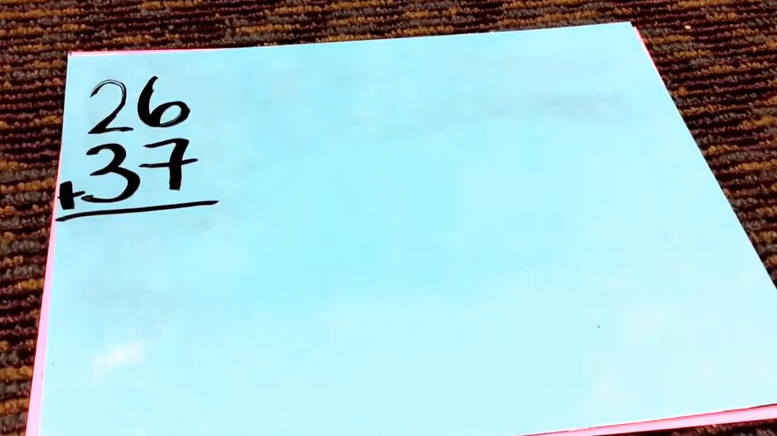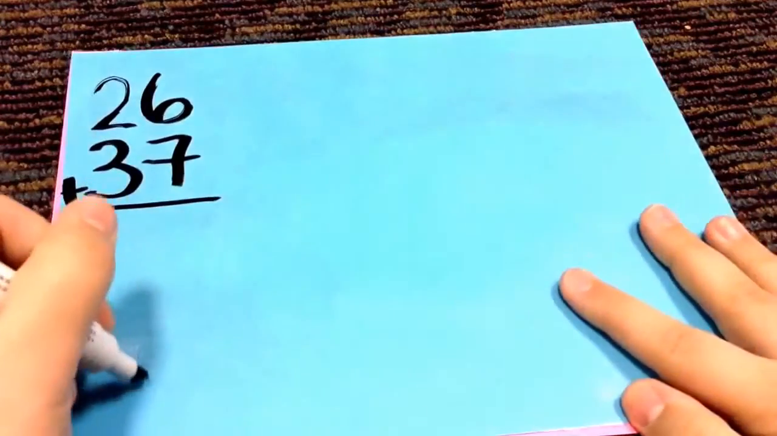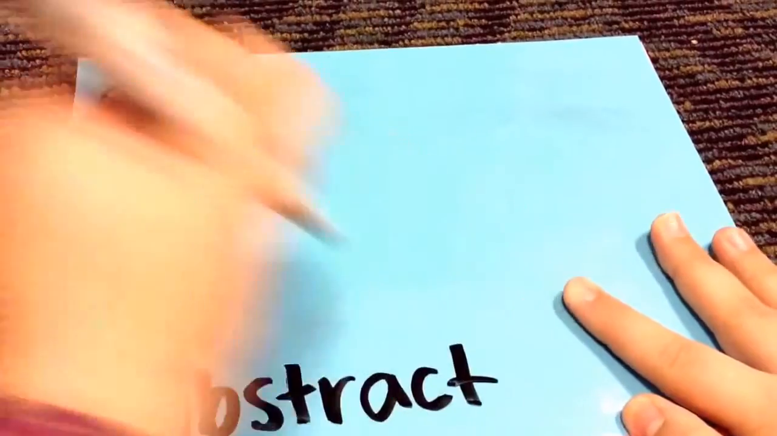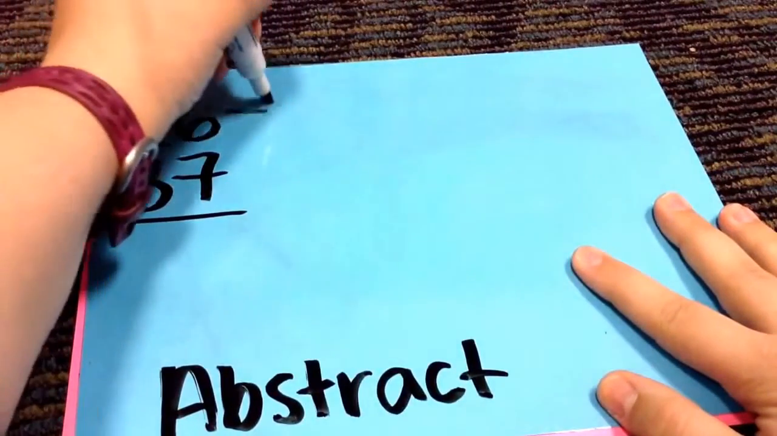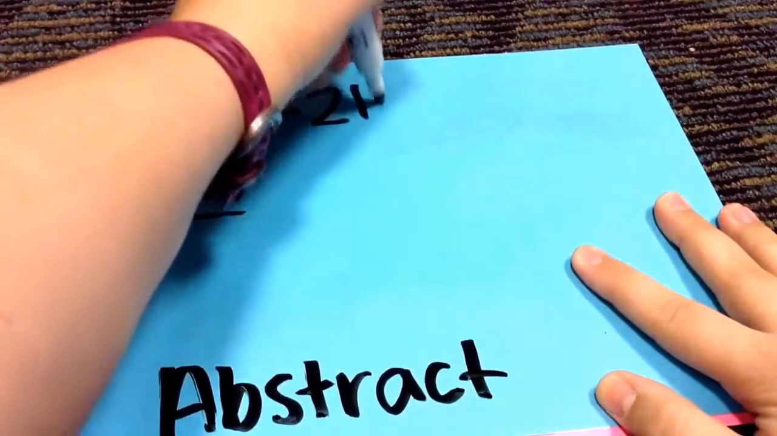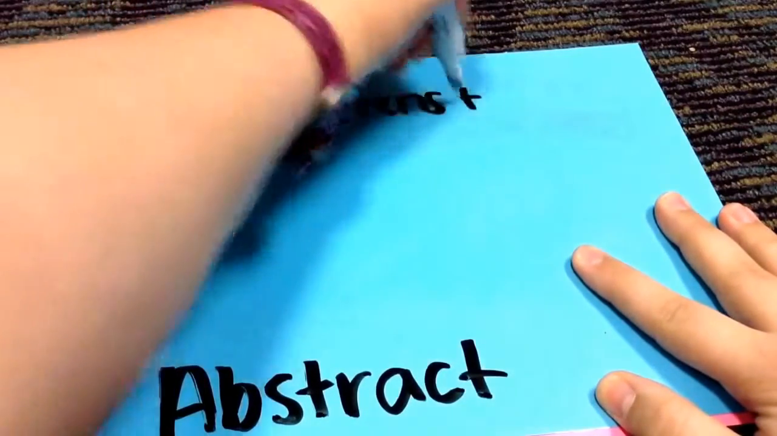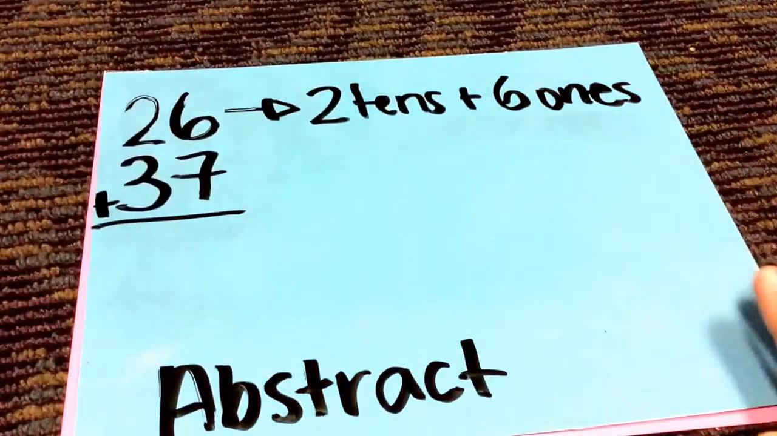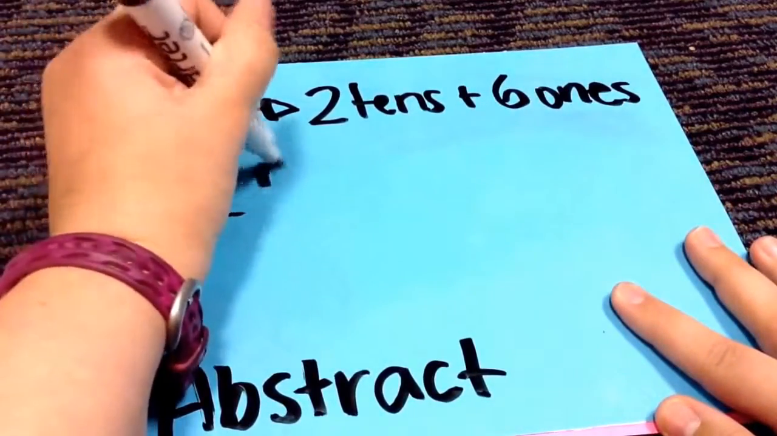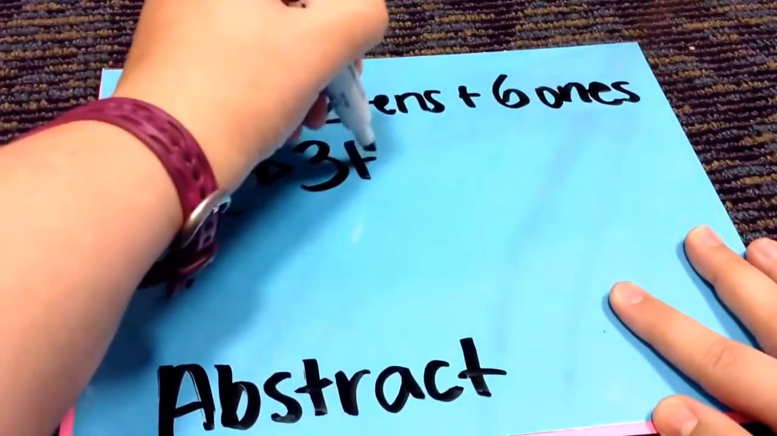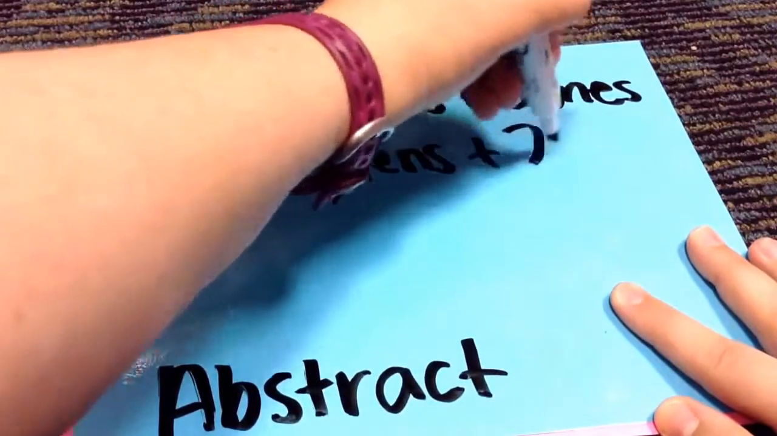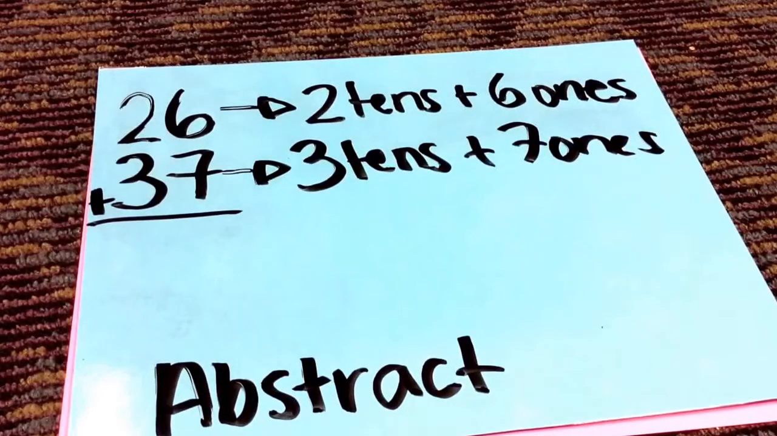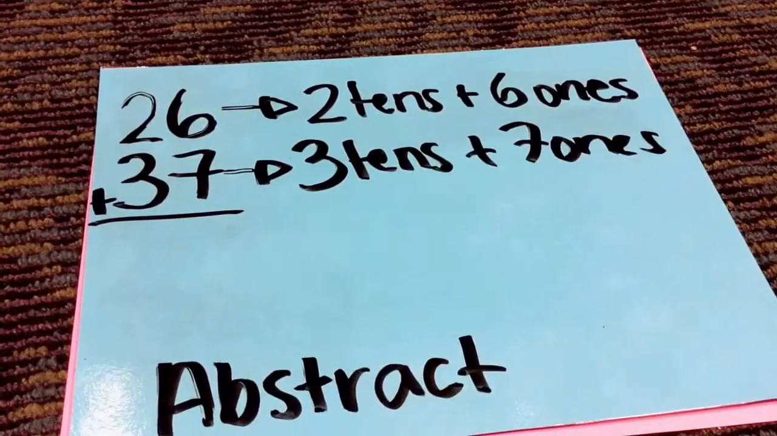So what do we know about 26? And like I said, this is our abstract way of looking at this. So 26, we know that you have 2 tens plus 6 ones. Alright, and then for 37, that breaks down into 3 tens and 7 ones. So as I mentioned earlier, we're going to be using the place value approach to solve this question. So let's bring in our chart.